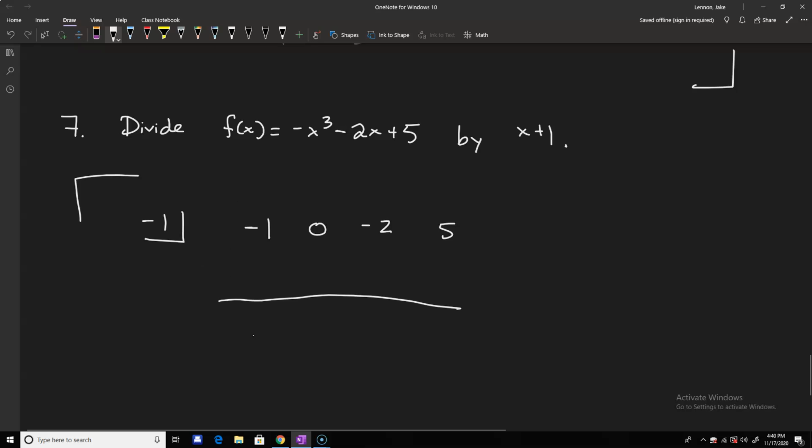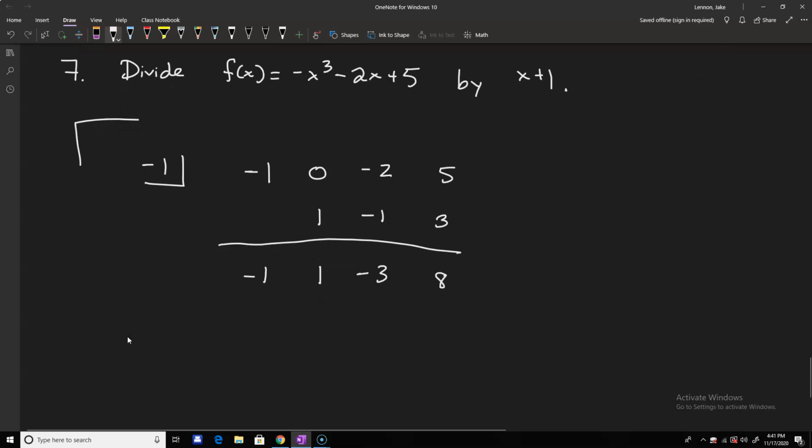We drop down the first number, the -1, multiply it by the number in the corner, and write the result below the next number on top of the line. So that would be a 1 here. Add 0 plus 1 gives us the 1. Then multiply by -1 again. So then we add -2 plus -1 is -3. Multiply with the number in the corner. That gives +3. So then when you add, you end up with a remainder of 8.